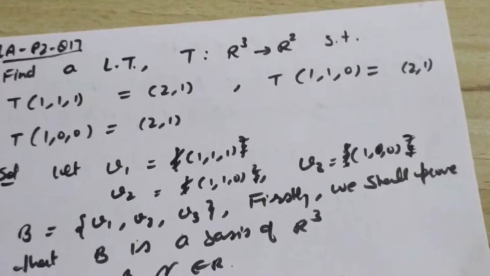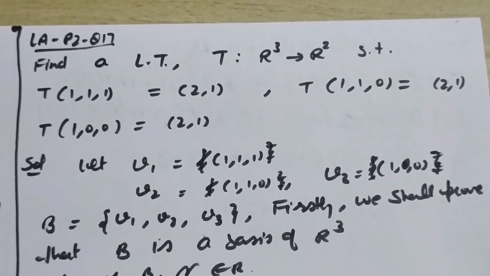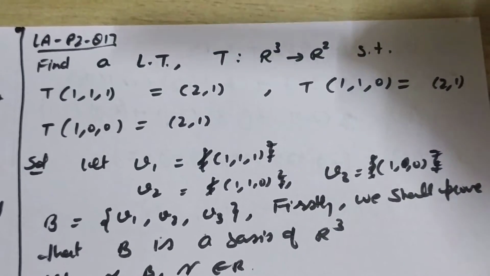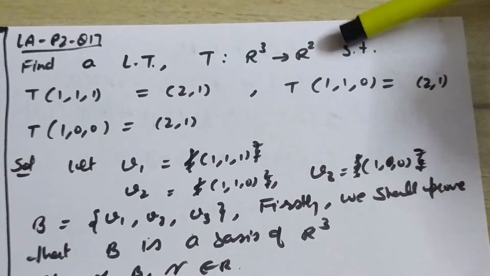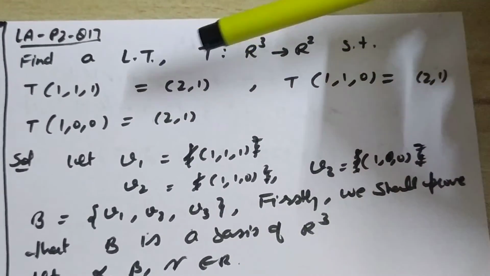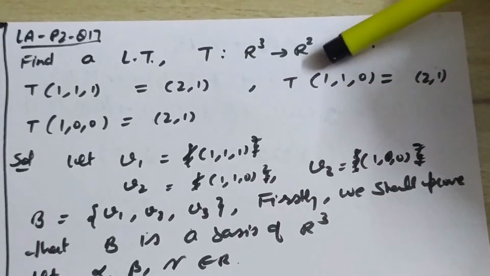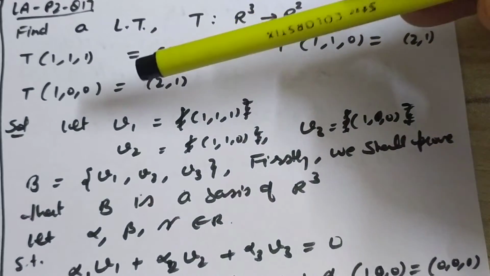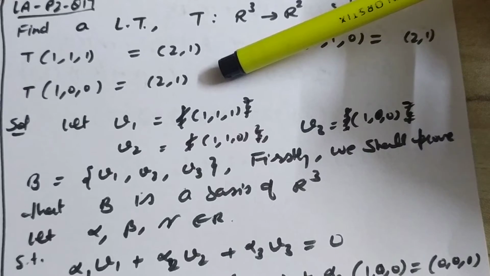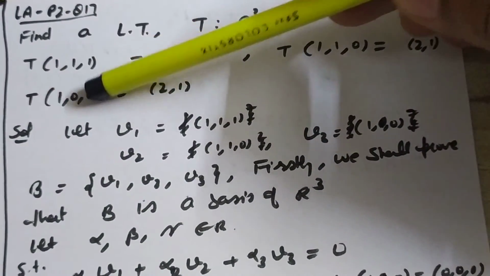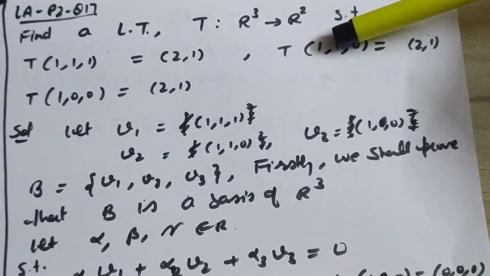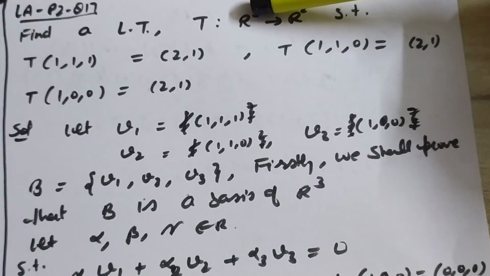Now in this question you have to find the linear transformation. Question number 17. You have to find the linear transformation from R cube to R square such that T(1,1,1) is equal to (2,1), T(1,1,0) is equal to (3,2,1), T(1,0,0) is equal to (2,1). So first I will show you that these v1, v2, v3 form a basis of R cube.